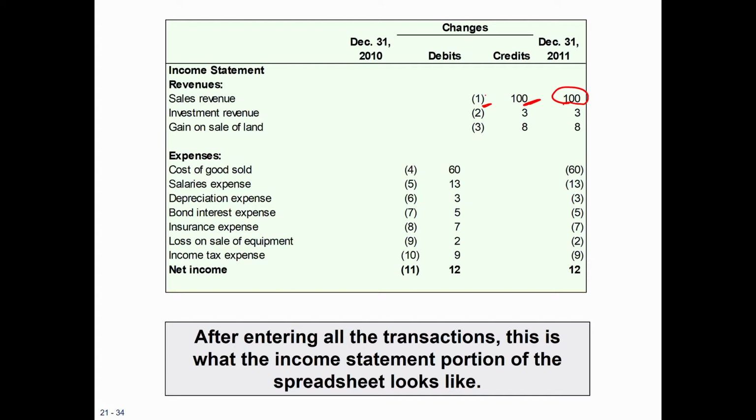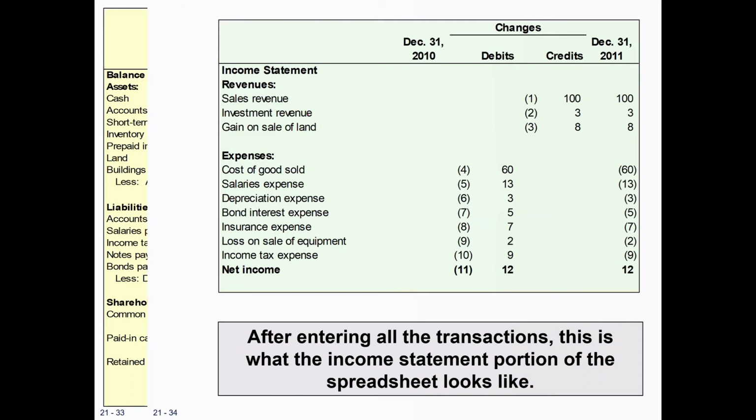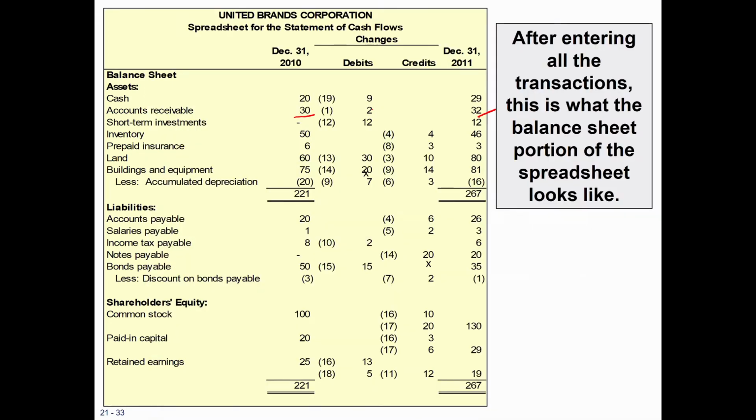That's why we go to the balance sheet spreadsheet and look at accounts receivable. Accounts receivable was 30, now it's 32, so it increased by 2. Assets increased by 2, that's why we debit 2. This is item number 1. These are related. So if I write it down here, we debit accounts receivable for 2, we credit sales revenue for 100, and cash should be debited for 98. That's how we figured out this 98.